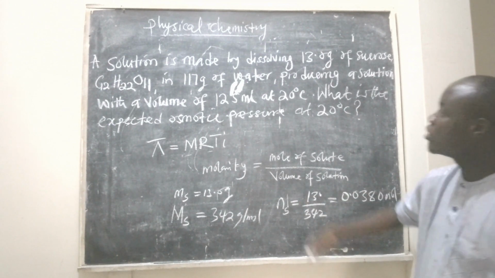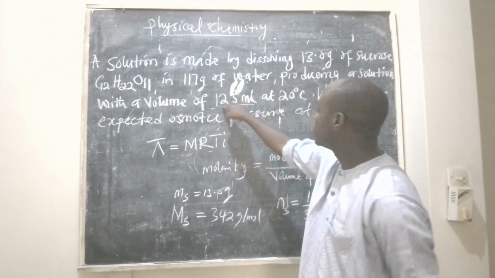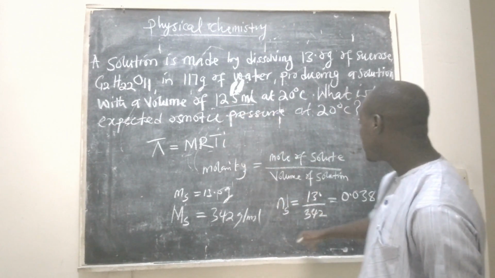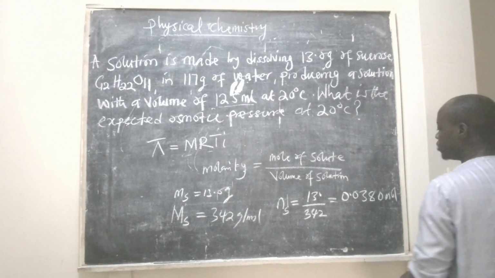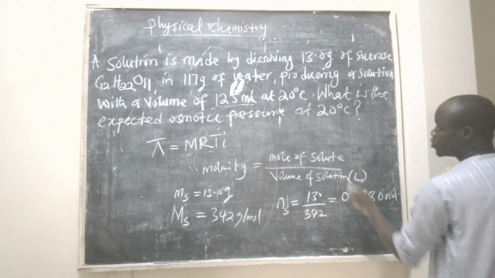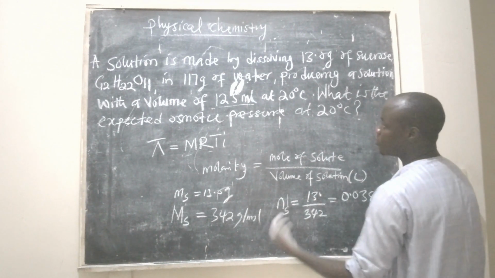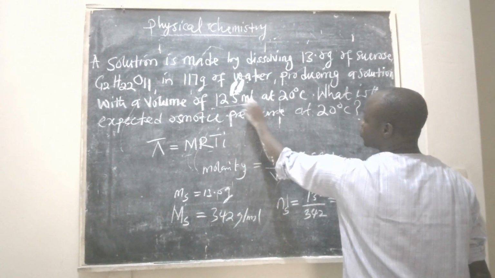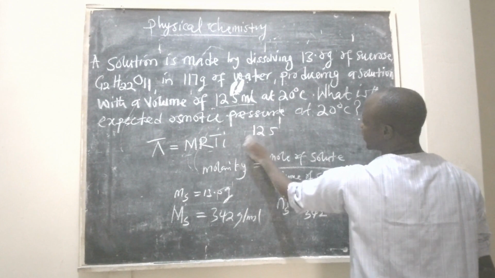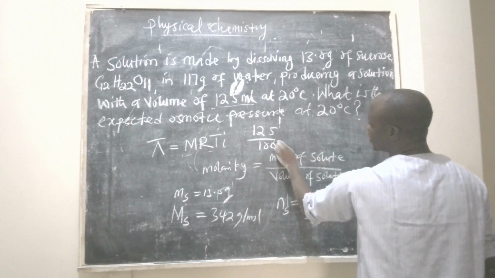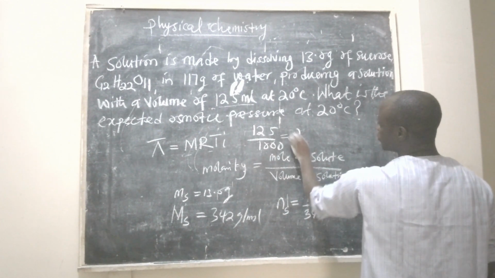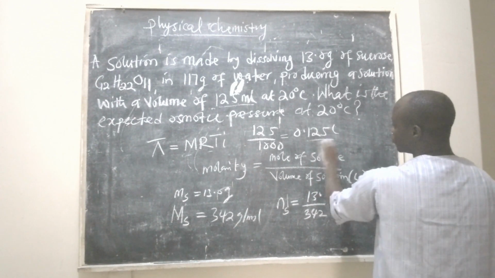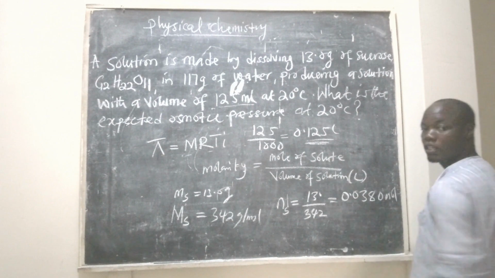And then you already have the volume of the solution. The volume of the solution is 125 ml. But the volume should be in liters. So how are we going to calculate the volume in liters? We are now going to convert this to liters. So we have 125 divided by 1000, which is 0.125 liters. So we now change it to liters.